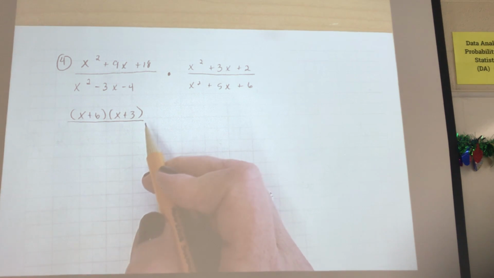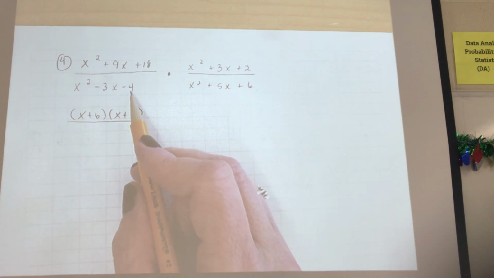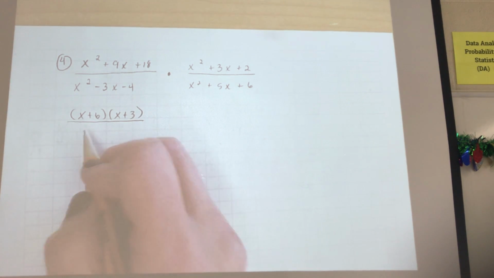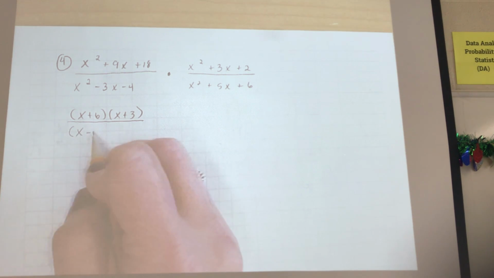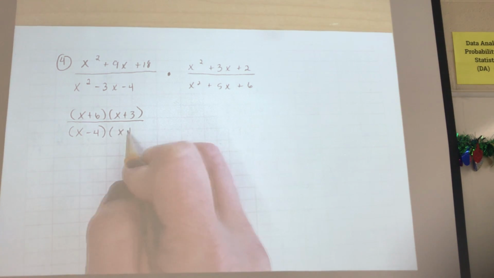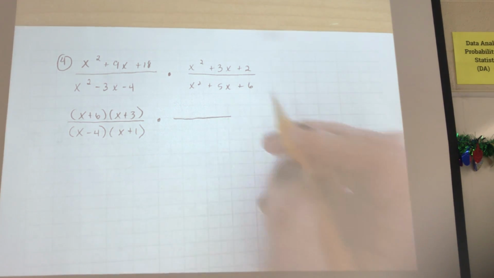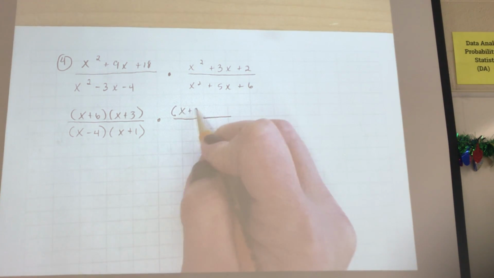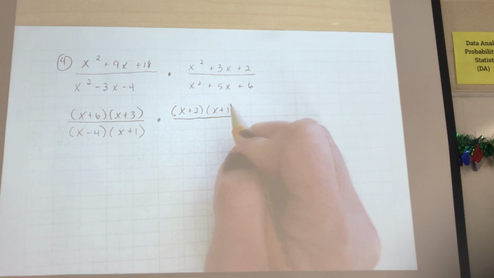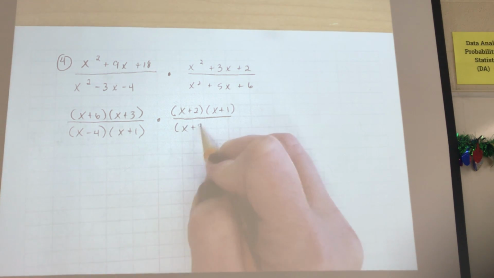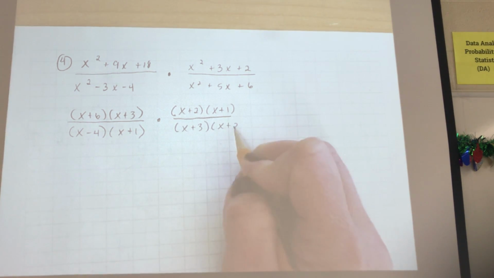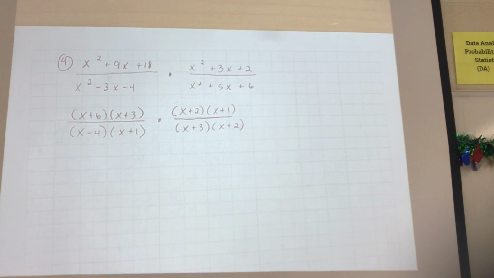And then in the denominator, same deal: what multiplies to -4 and adds to -3? Feel free to pause me at any time if I'm going too fast. I'm going to keep going. Okay, I've factored everything that I can factor.